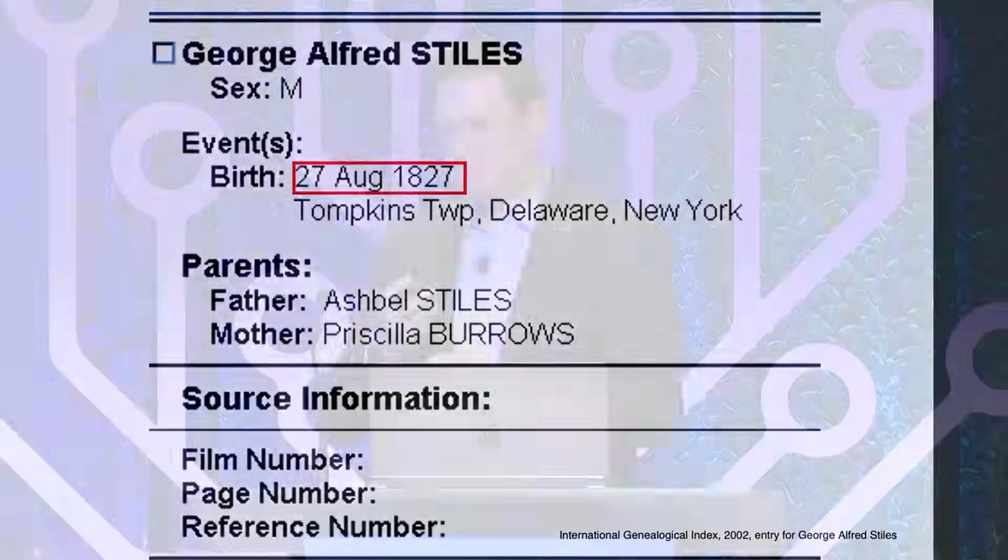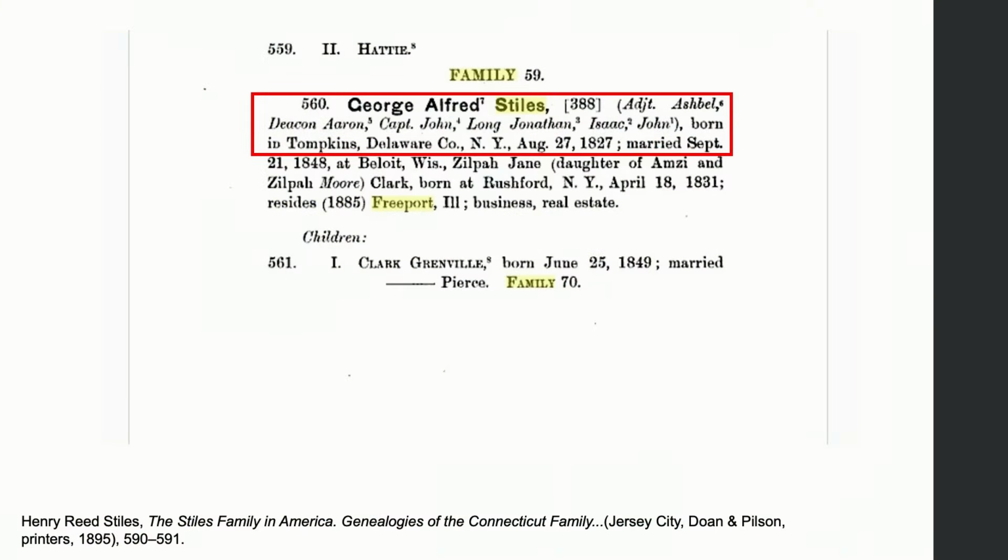Same name, same-ish date, it's a day off, different places. But I'd gotten so excited about the first entry that I hadn't done my due diligence. There was actually a genealogy that had been printed where George A. Stiles and his mother actually provided information linking George Alfred Stiles, born August 27th in Delaware County, New York, to an Ashbel Stiles and Priscilla Dunbar that had died in Freeport, Illinois.